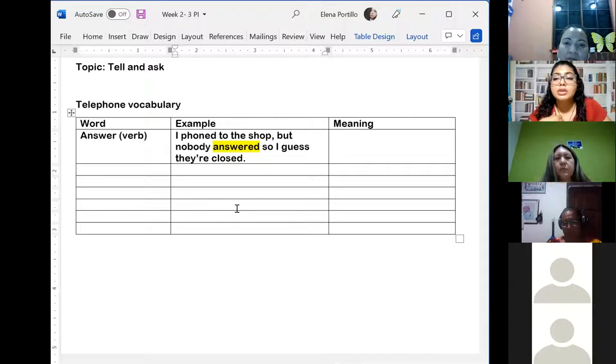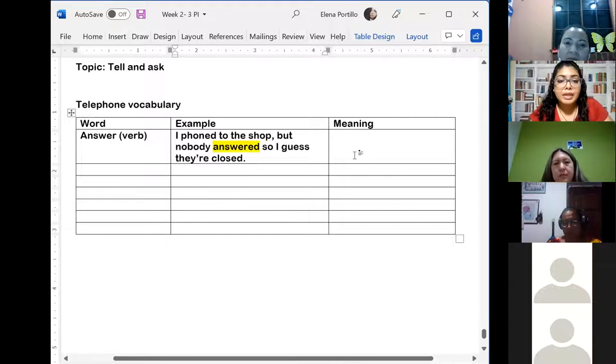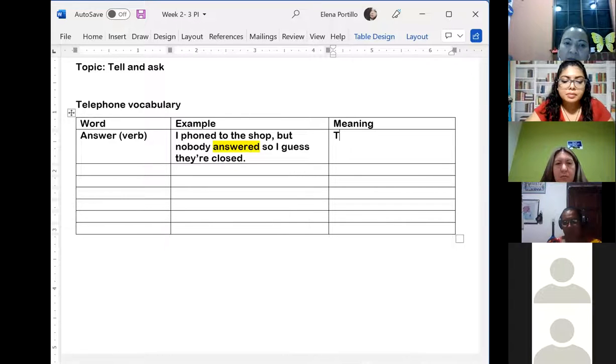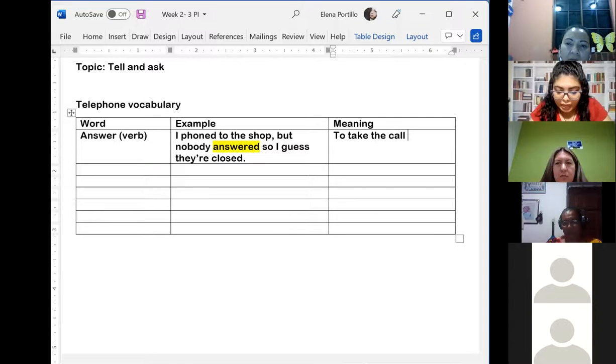So that's the use for that verb. And the meaning, it says to take the call and speak after a phone has rung.